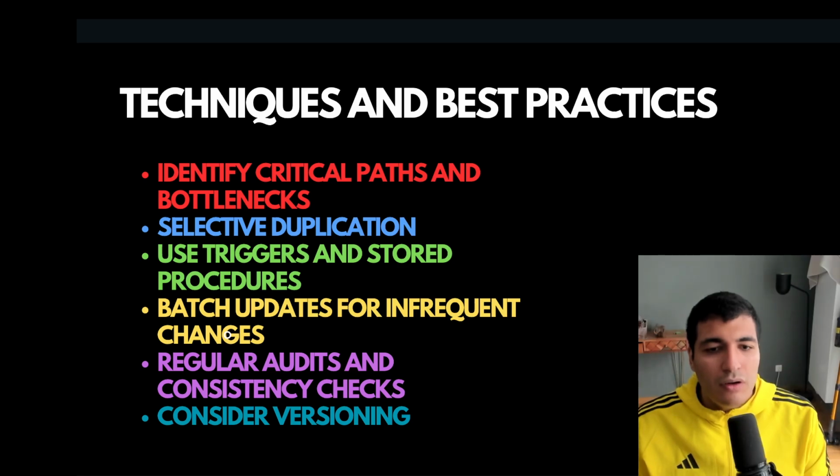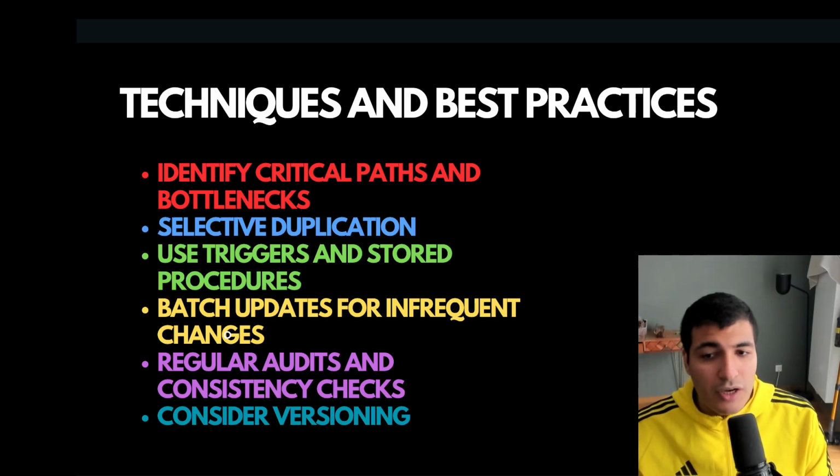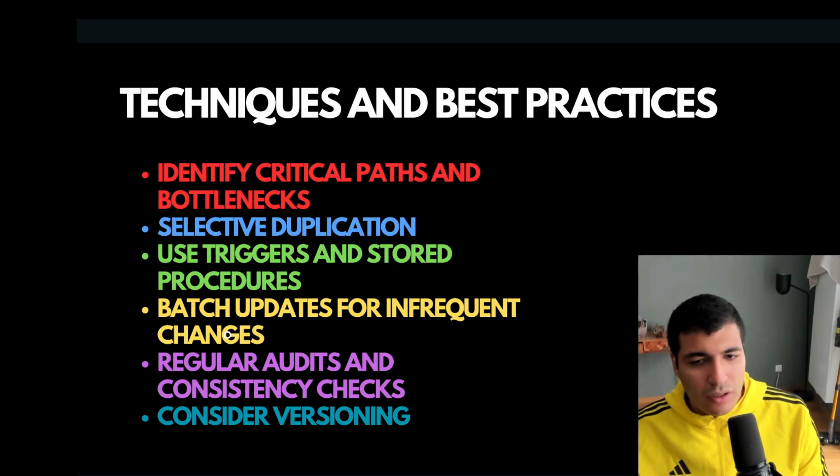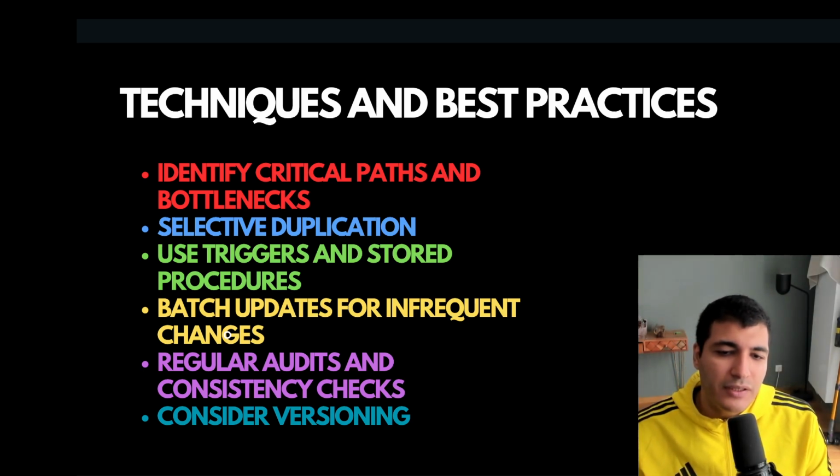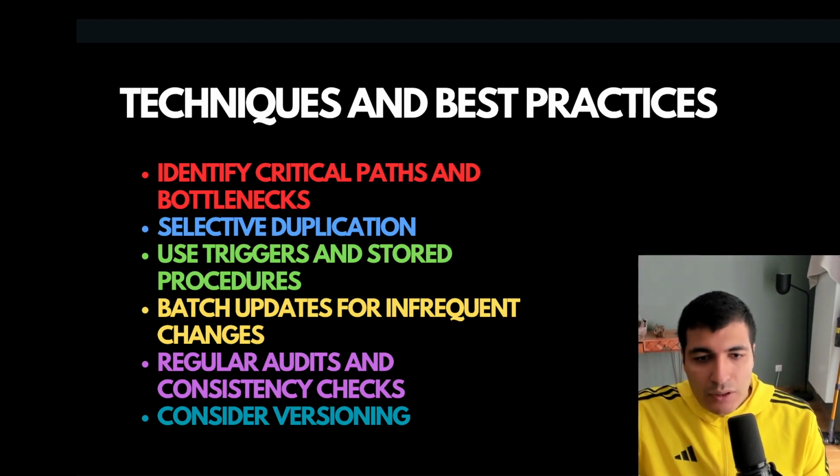Number five, regular audits and consistency checks. Periodically run audits to ensure that denormalized data remains consistent with its original normalized source. This helps catch any synchronization issues early. Lastly, consider versioning. For some types of denormalized data, implementing a version control mechanism can help track changes and allow you to roll back if inconsistencies are introduced.